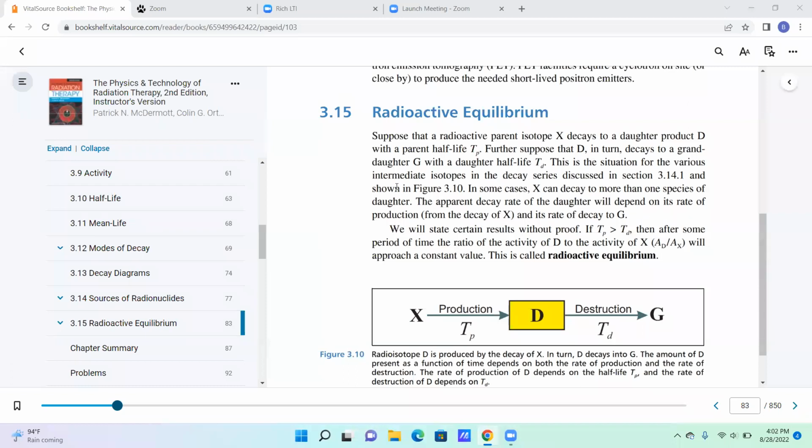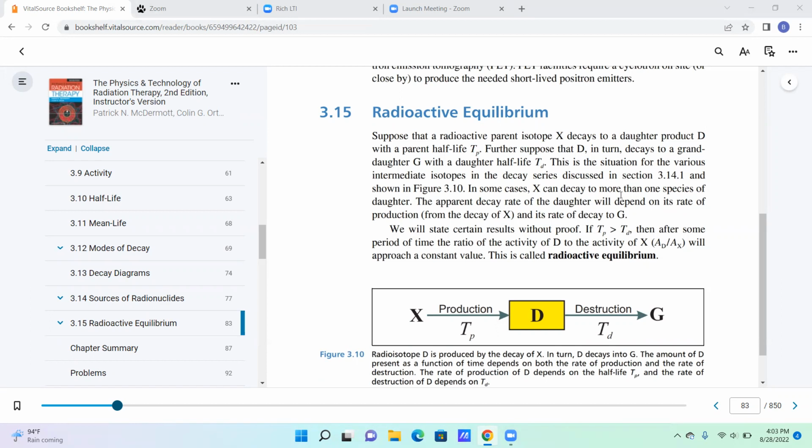Okay, this will be the last section here, radioactive equilibrium. So I mentioned something about secular equilibrium. So this is sort of what we're getting into. Suppose that a radioactive parent isotope X decays to a daughter product D with a parent half-life of T sub P. Further, suppose that D in turn decays to a granddaughter G with a daughter half-life of T sub D. This is a situation for the various intermediate isotopes in the decay series discussed in the previous section.